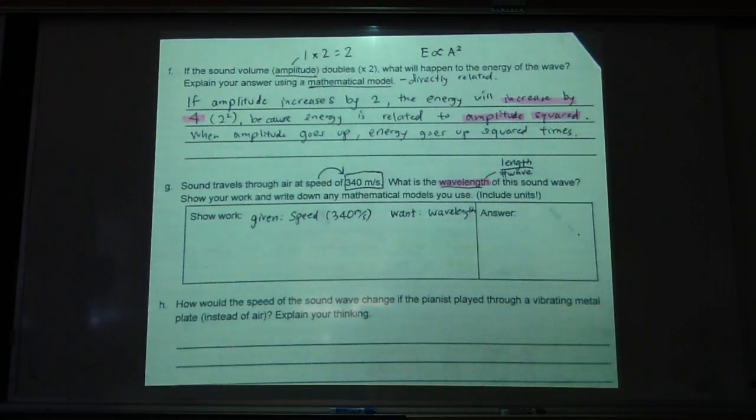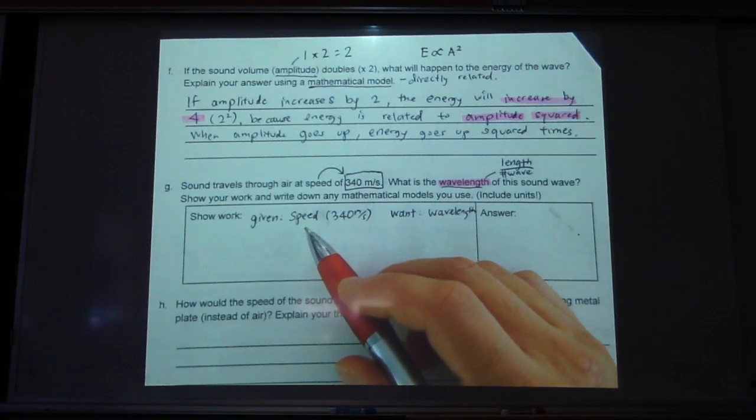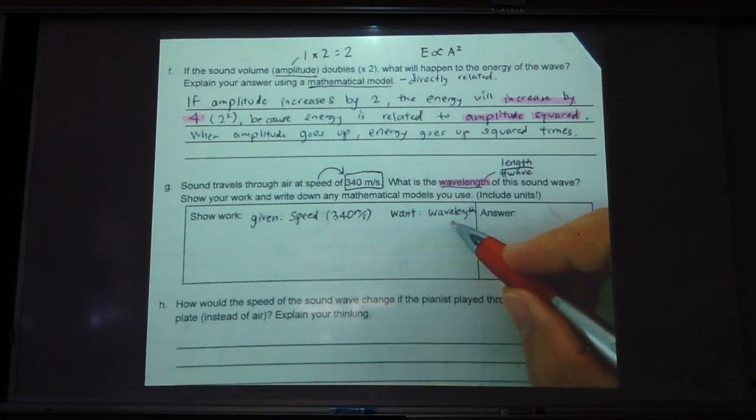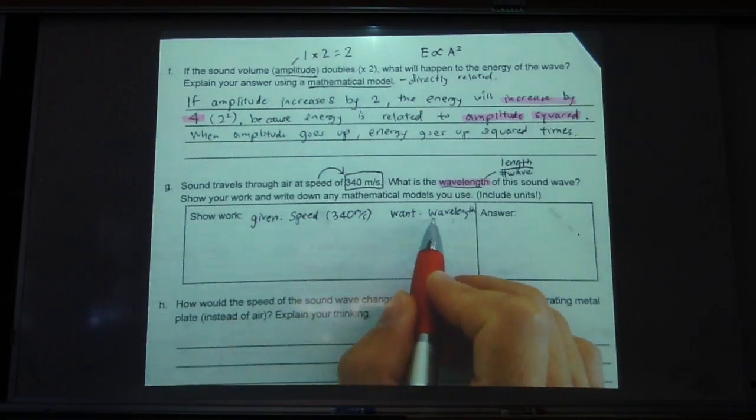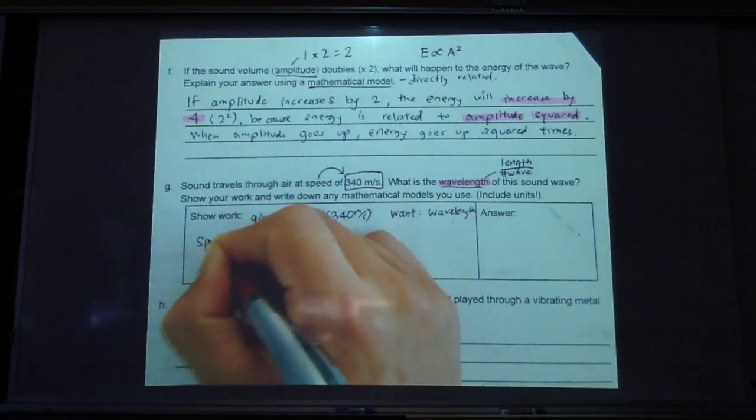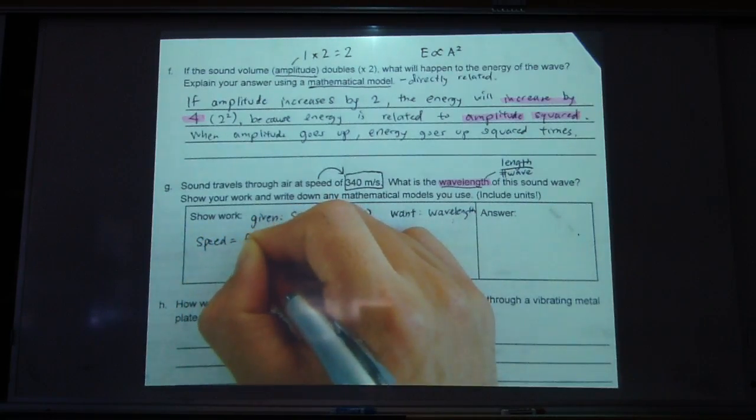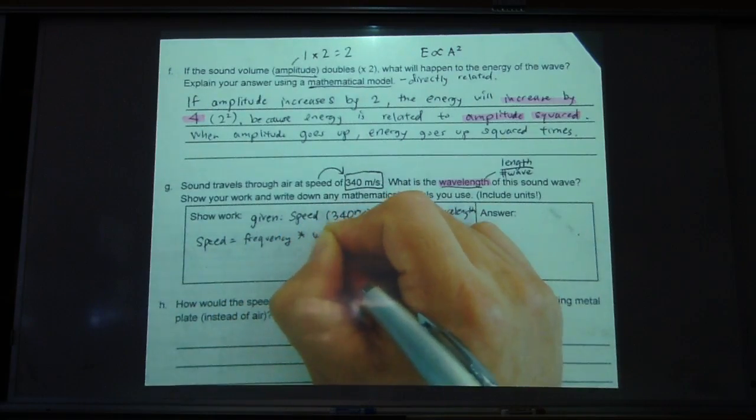So on the quiz, what you need to do is go to the board and look for an equation that has what they're giving you and what you want. The only one on the board that has what you want and has what you're given is this one. Speed equals frequency times wavelength.